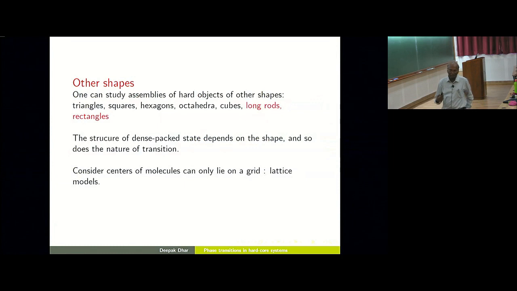However, one can study other shapes because, once we are studying this phase transition into the solid, then it becomes important to know how important the sphere is. And so it turns out that you can study assemblies of other shapes: triangles, squares, hexagons, octahedra, cubes, long rods, rectangles. The structure of the dense packed state depends on the shape, and so does the nature of the transition. Whether it is first order or not depends on the shape of the particles which you take to be hardcore particles. We will discuss this in detail in future lectures.